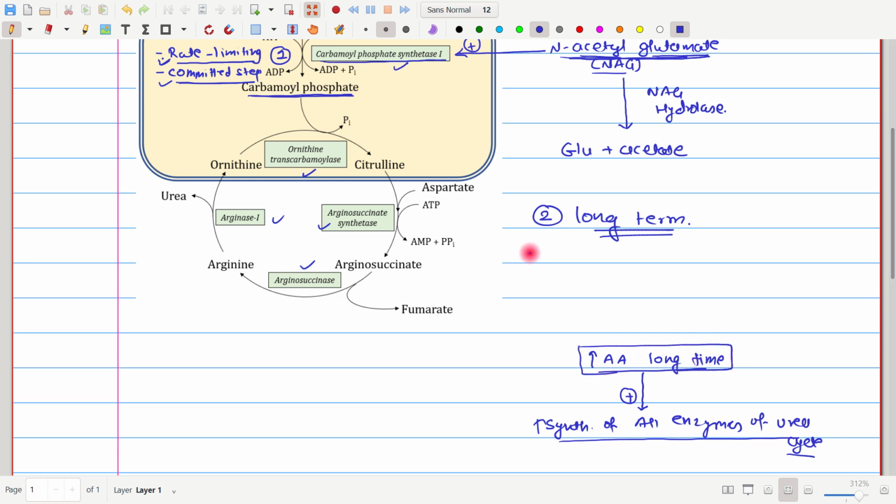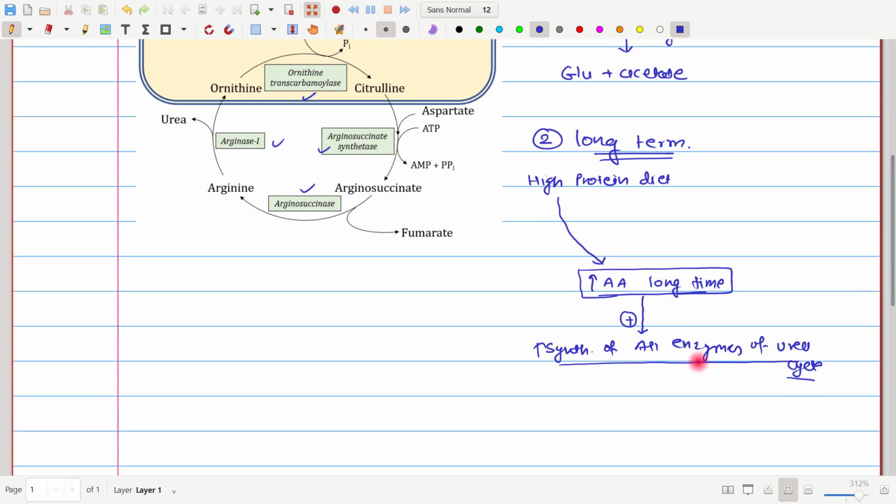Now we have to look at the conditions which lead to increased amino acids in the blood for a long time. The first is when we take a high protein diet for a long time. Then what does it lead to? It leads to increased amino acids for a long time, which ultimately leads to increased synthesis of all enzymes of the urea cycle, and so there will be increased urea cycle activity, right? Now this is actually beneficial. See, if we are taking a high protein diet for a long time, then this protein or amino acids must be catabolized, and that is shown by increased urea cycle activity.